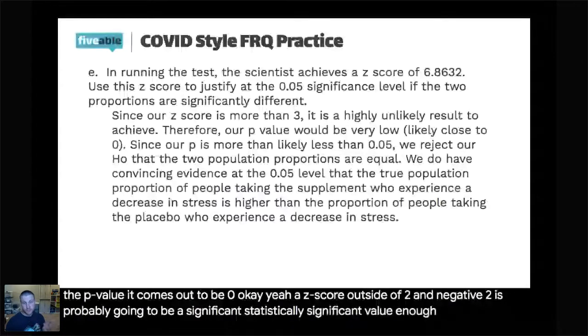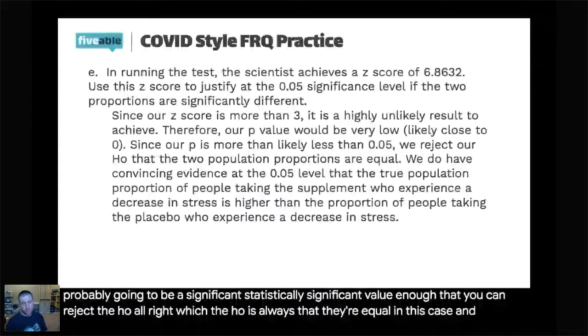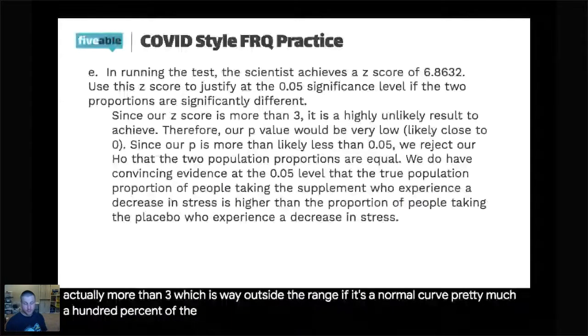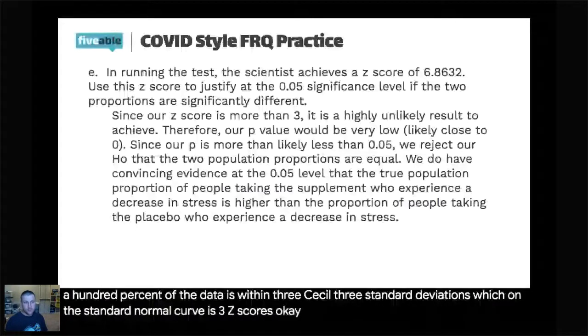All right, which the H-naught is always that they're equal in this case. And it's actually more than 3, which is way outside the range. If it's a normal curve, pretty much 100% of the data is within 3 standard deviations, which on the standard normal curve is 3 z-scores. Okay. Notice I was just a little bit more exact in the way I'm explaining that than maybe what we have been in the past.